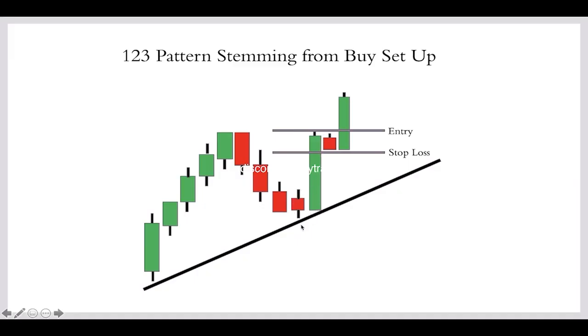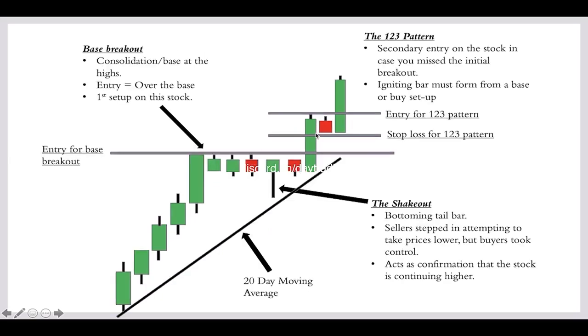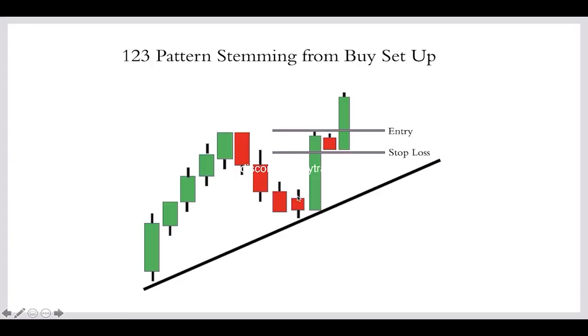It worked. But let's say you missed this entry, or maybe you were skeptical that it was really going to work and you decided to pass on this setup. Then it gives you a resting bar, let's say, and now you're going to be able to play it as a 1, 2, 3 pattern where your entry is right over these two candlesticks, stop loss is under this candlestick and that candlestick, okay? So you can see that the igniting candle always has to stem from either a base or a pullback, right? Because the igniting candle ignites a new move higher.